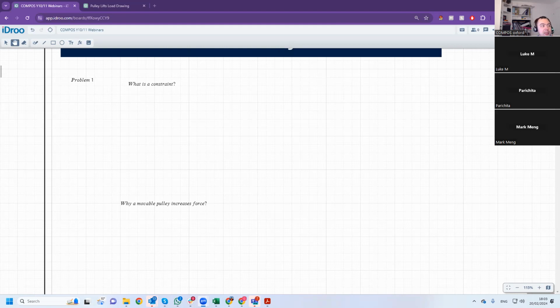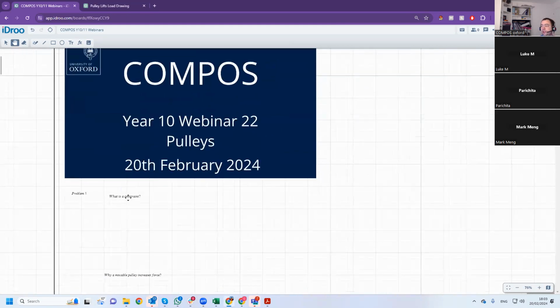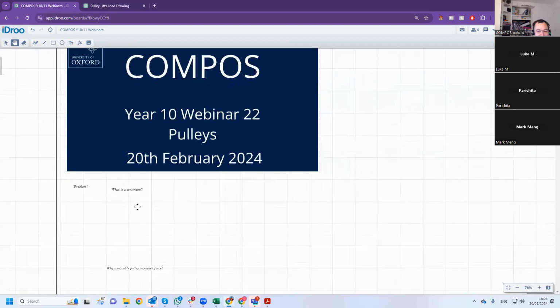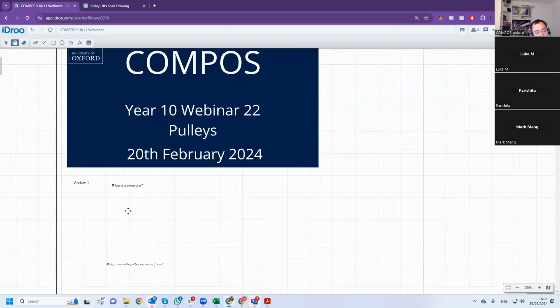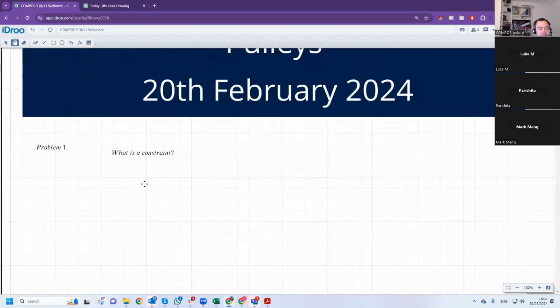Lovely, great. Right, so today's topic is Pulleys. I hope you have seen the assignment. The assignment has been published yesterday for year 10 and today for year 11. This is the final assignment for year 11, so well done if you've made it this far. And it's assignment number 6 out of 10 for year 10. And we start with constraints.